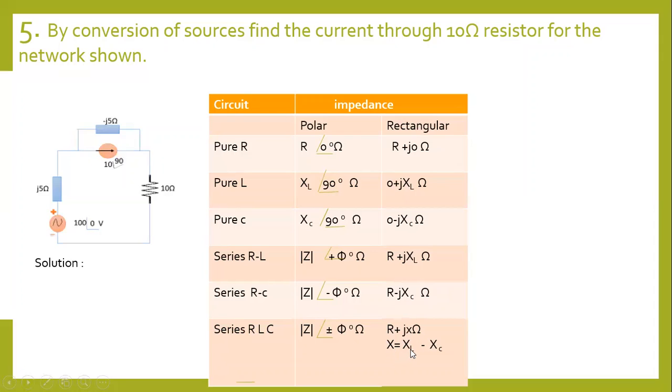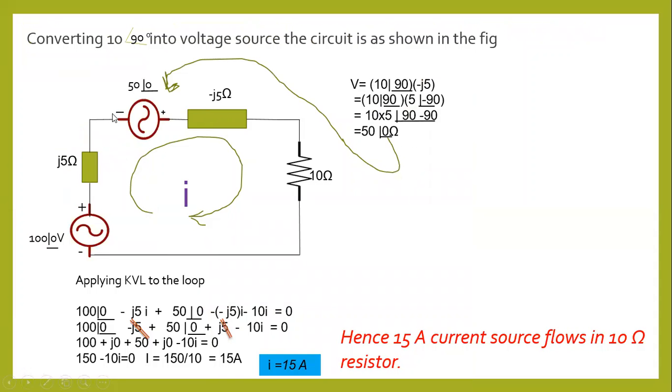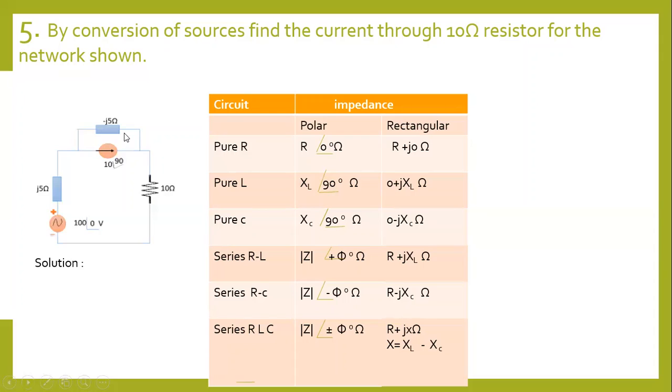X is nothing but XL minus XC. This table just shows how to represent the values in a polar form and a rectangular form. Now, first converting the 10 at an angle, the same way we did in the DC circuit problems, even here also we will do the same thing.